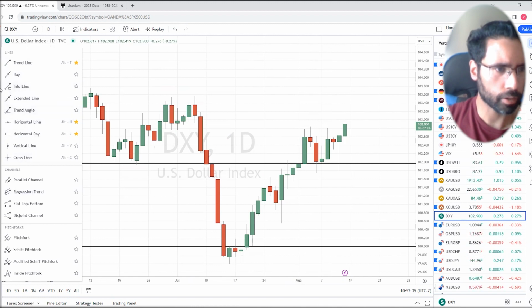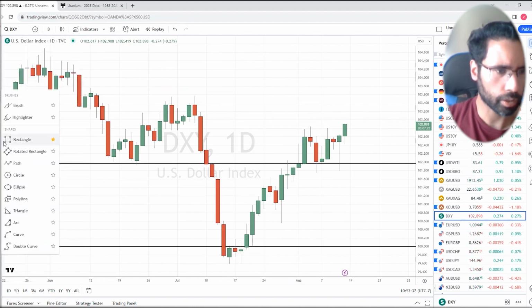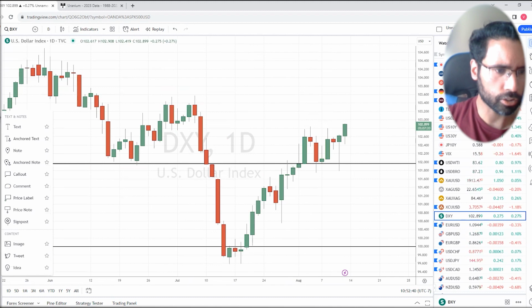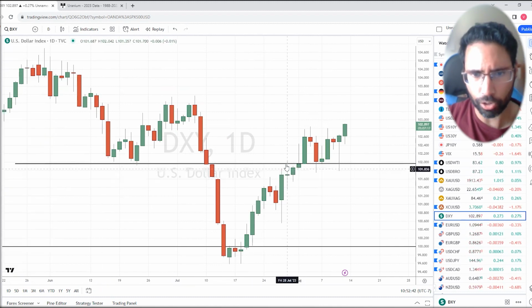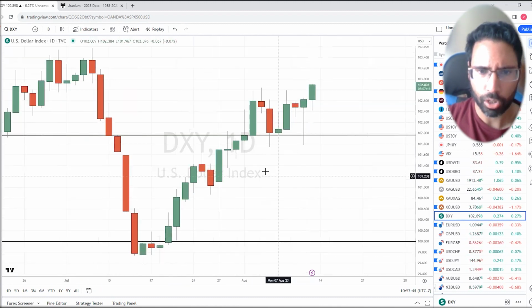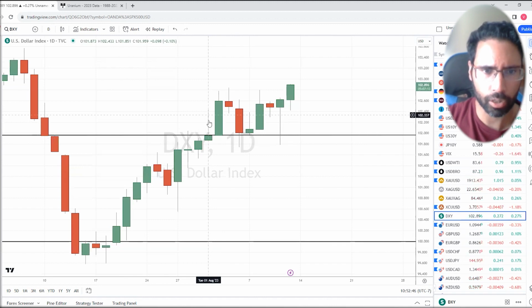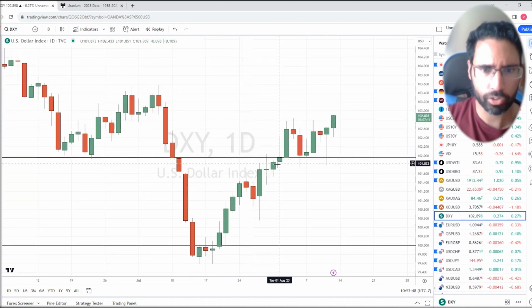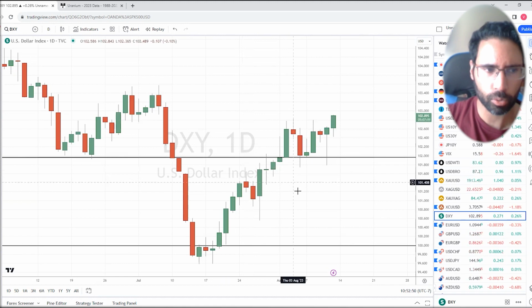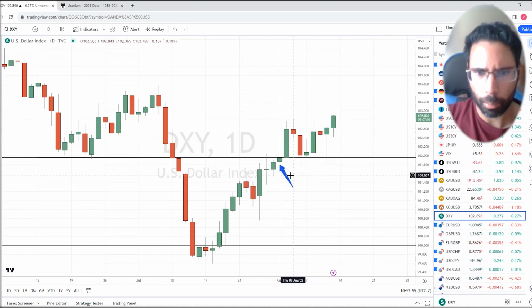So I'm just going to look for where that went. Where's the arrow? I can't find my arrow there. But essentially, you had some rejection here. You even had this pin bar candle here as well. So it did look like the sellers were stepping in here and potentially we were going to continue the downtrend lower. But instead, we got a massive fat green candle breakout there as well.